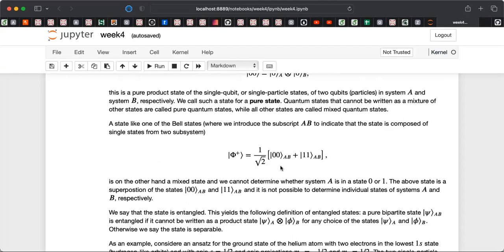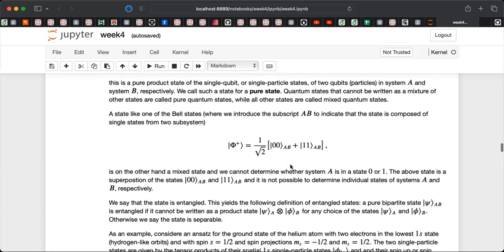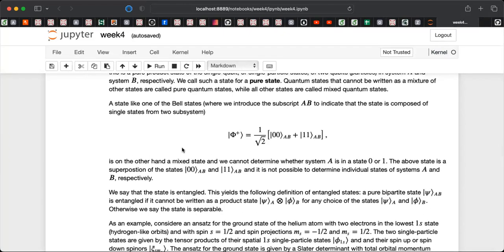And that means that we cannot write it as a product of specific simpler states. And that means that when we have this, the state is composed like this Bell state here. So it's a kind of mixed state, and we cannot determine in this case whether system A is in state 0 or state 1. So system A is in a linear superposition of 0 and 1, and same with system B.